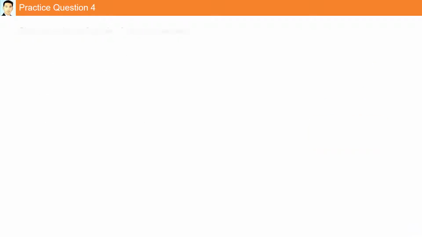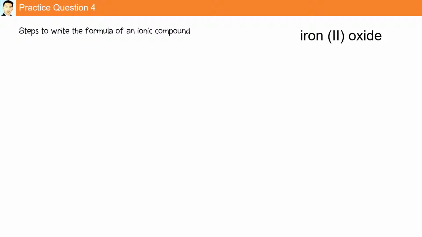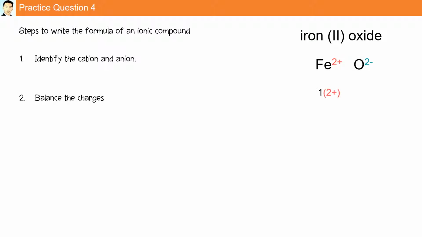Practice question 4. Here we have iron 2 oxide. First, we identify the cation and anion. We have Fe2+ and O2-. Next, we balance our charges. We have 1 iron reacting with 1 oxygen for a net charge of 0.